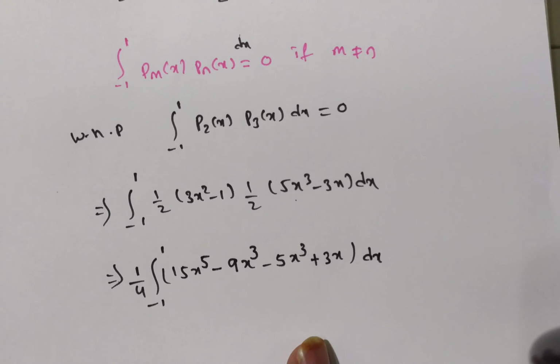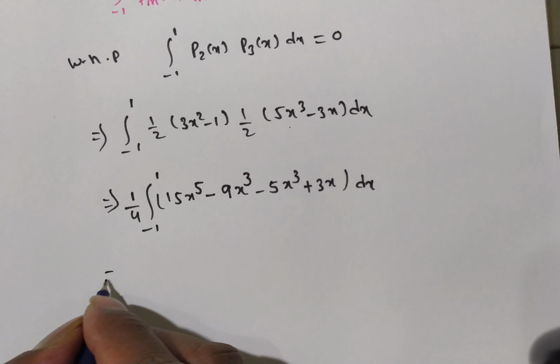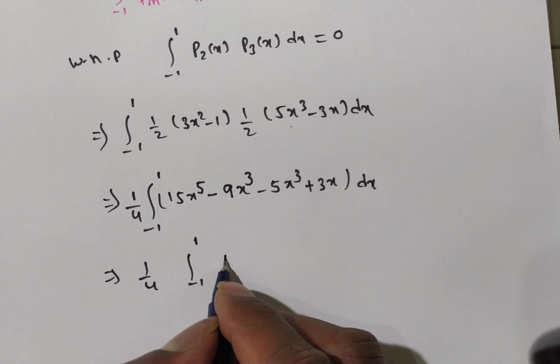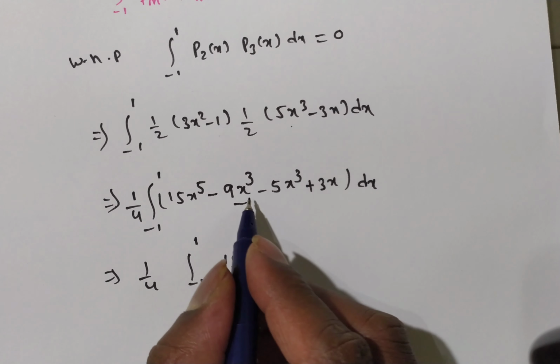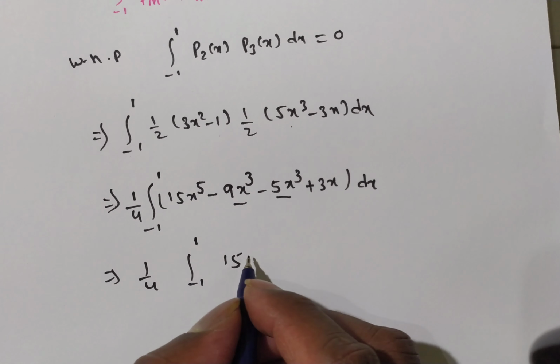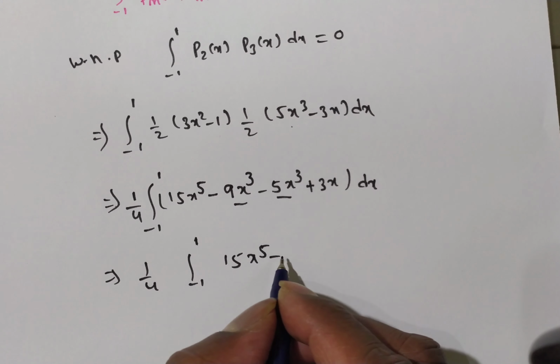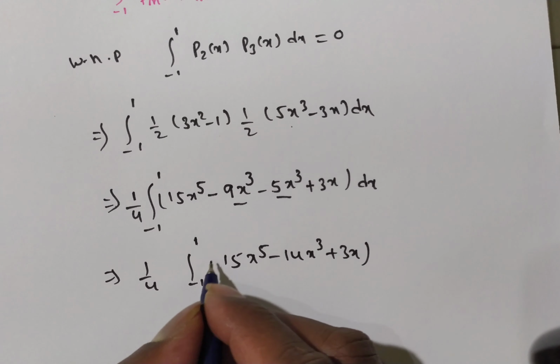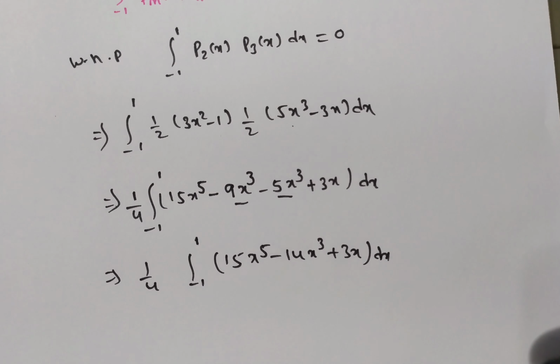Okay. Now, this is equivalent to 1 by 4 times of integral from minus 1 to 1. You can simplify this one. You see here it is x cube term. This is also x cube term. So this is 15x to the power of 5 minus 14x cube plus 3x into dx. Now we have to integrate this one.